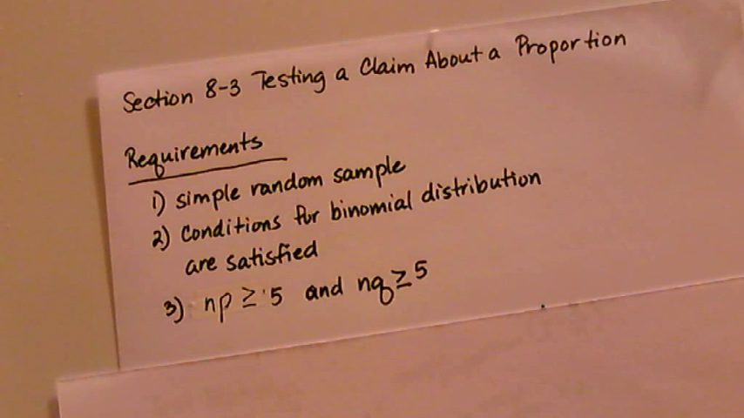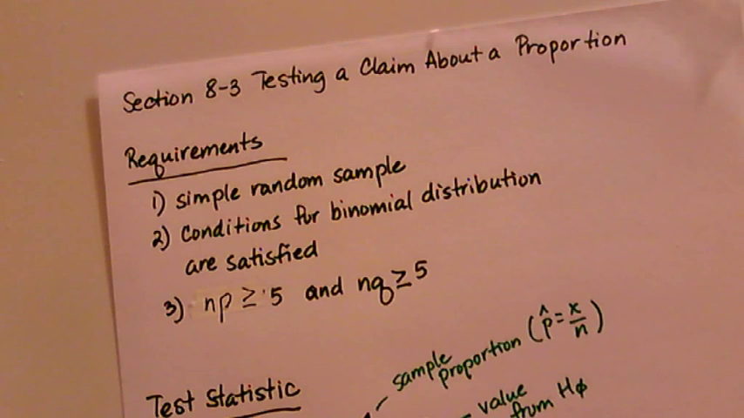In other words, what do I mean by that? That means that you must have a fixed number of independent trials that have constant probabilities, and each trial has two outcomes, either success or failure. And then the sample size times the probability of success, n times p, is greater than or equal to 5, and n times the probability of failure, which is your q, has to be greater than or equal to 5. So those requirements must be met in order to test a claim about a proportion.